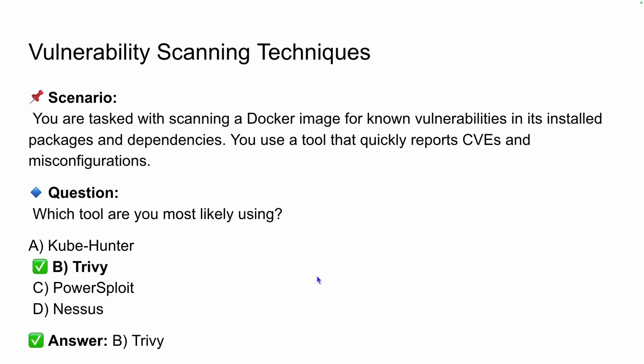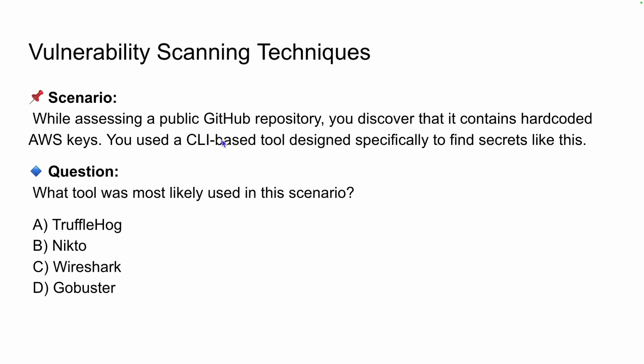So Trivy would be, yeah, very good. So while assessing a public GitHub repository, you discover that it contains hard-coded AWS keys. So that's a secret, right? That's like a secret scanner. You use a CLI-based tool designed specifically to find secrets like this.